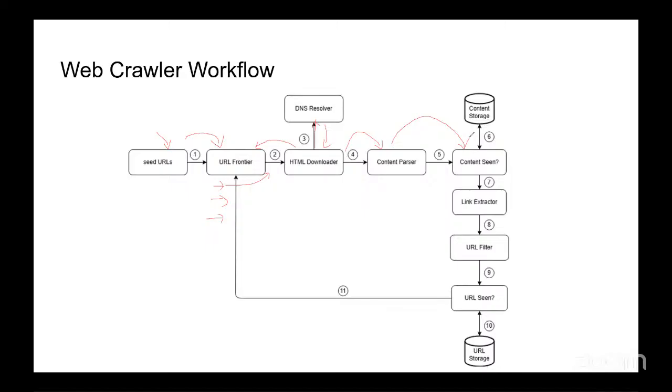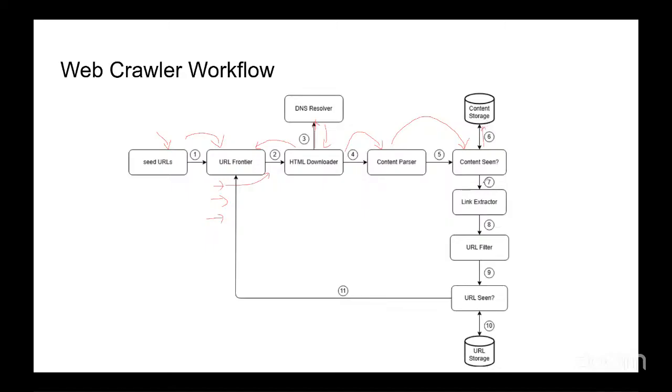Content seen will compute the hash value of the parsed content, and then it will check if it is already present in the content storage. If it is already there, then it will discard that content. If it is not there, then it will store that in the content storage.